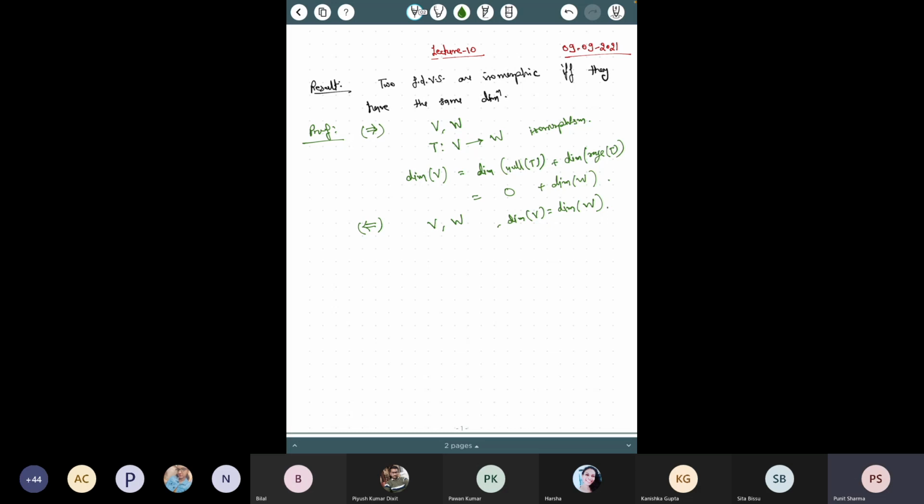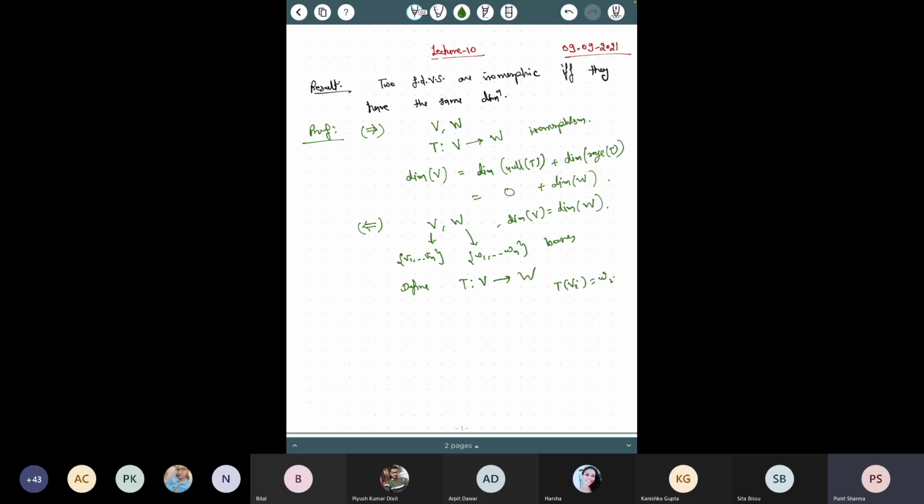We will map the basis of V onto the basis of W. Because they have the same dimension, let's say we have a basis V1 to Vn for V, and W1 to Wn for W. Now you define T from V to W such that T of Vi goes to Wi.